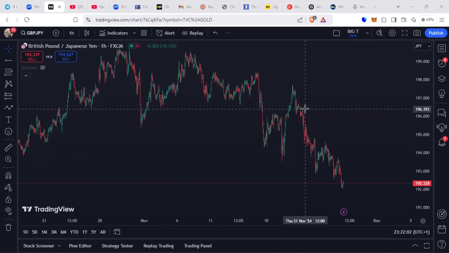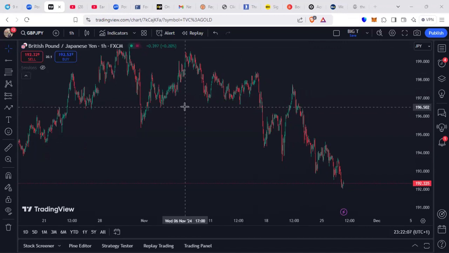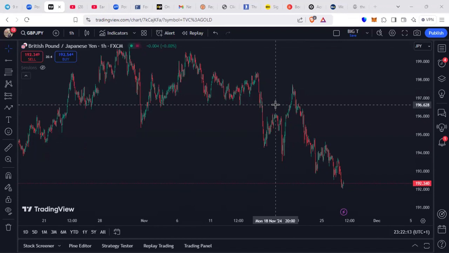Today I'll be looking at GBPJPY. I'm sure every one of you can hear me, I guess. Yeah, active. Today I'll be looking at GBPJPY. We had a very solid trade on GBPJPY today, 26th of November 2024.